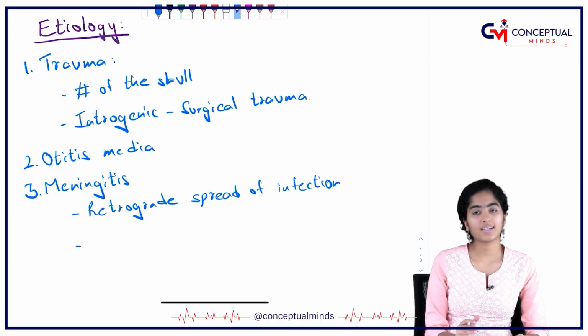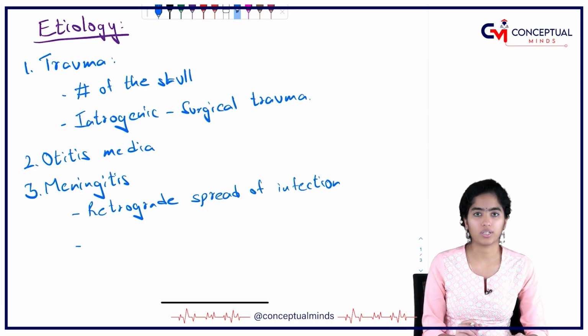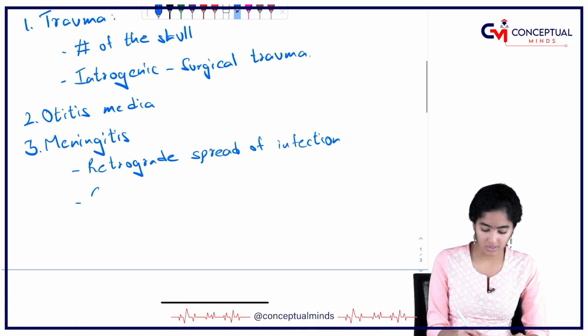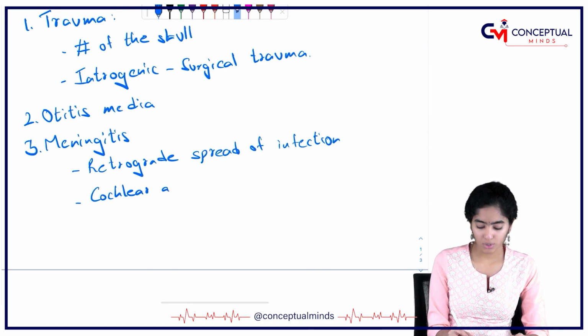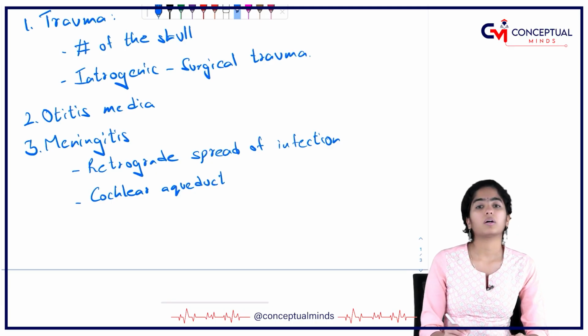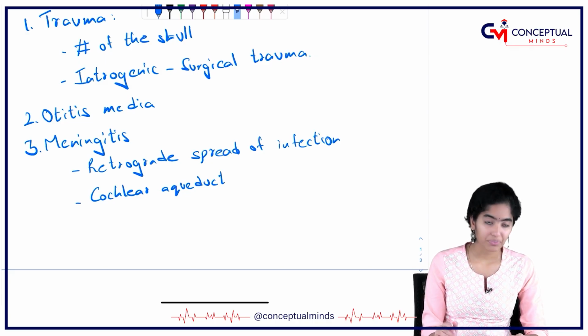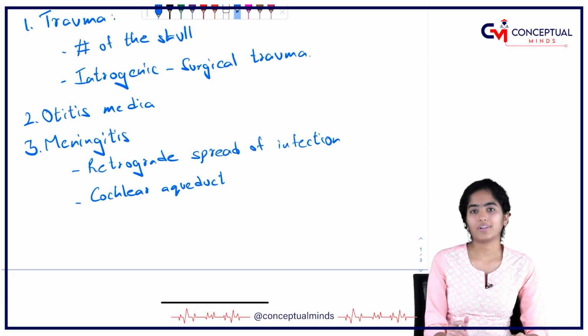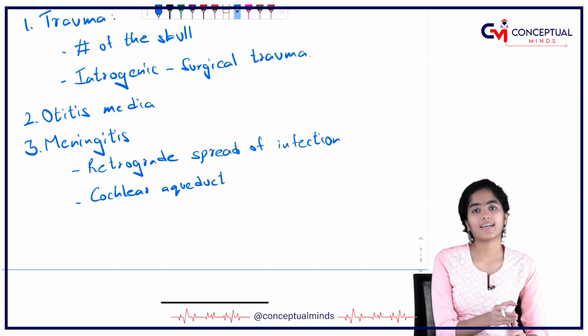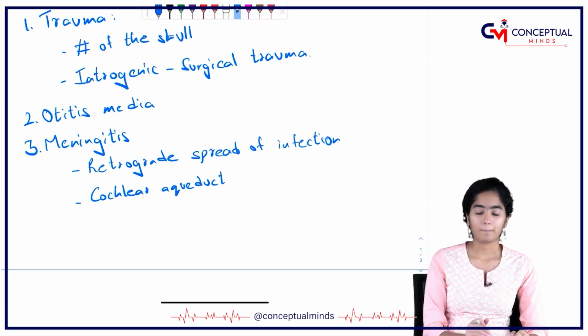Now you all know that there is a connection between the subarachnoid space and the perilymphatic space of cochlea. How? Through the aqueduct of cochlea. So through the cochlear aqueduct, the subarachnoid space and the perilymphatic space are in connection. Repeat. The subarachnoid space and the perilymphatic space are in communication with each other and through the fluid also infection can spread. So these are the three etiologies of labyrinthitis. First is by trauma, second is by otitis media and third is by meningitis.